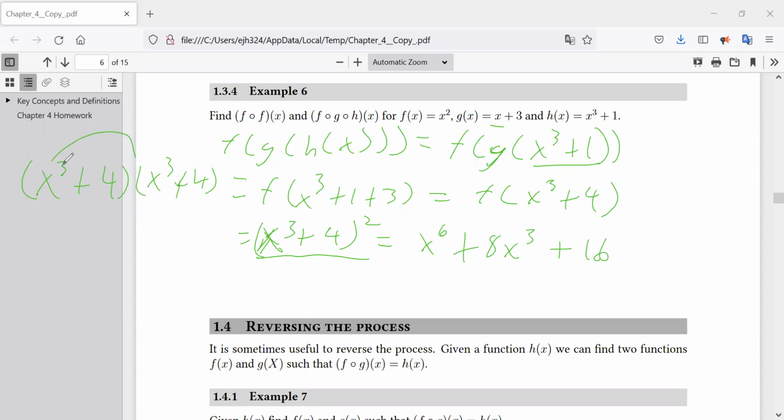So this one is foiling. This times this gives us x to the 6th, right? Because of that thing that we did before, x to the 3 times x to the 3 gives you x to the 6th. Followed by this plus 4x cubed plus 4x cubed plus 16. Then we just combine like terms to get the 8. Does that make sense? I see it now. Cool.